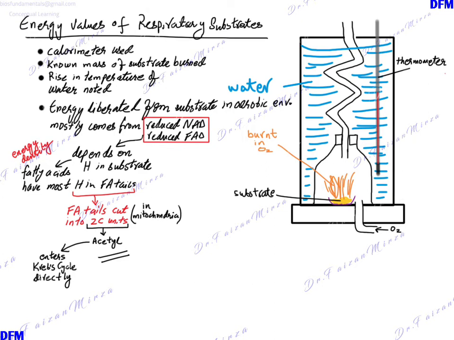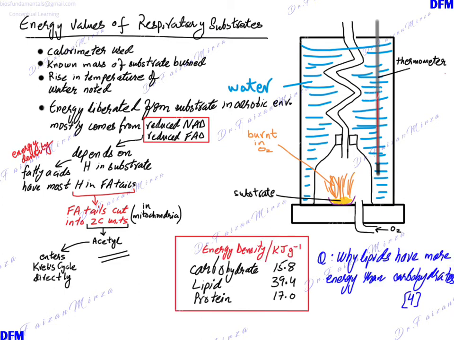So the amount of energy given off by respiratory substrates differs. We know that fats give out more energy as compared to others. So what are the energy density values? The energy density of carbohydrates is 15.8 kilojoules per gram. Lipids is almost twice that, 39.4, in fact more than twice, kilojoules per gram. Protein is only 17.0 kilojoules per gram, still higher than carbohydrates.